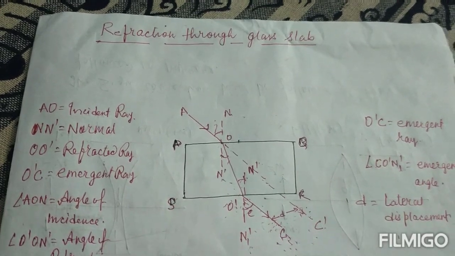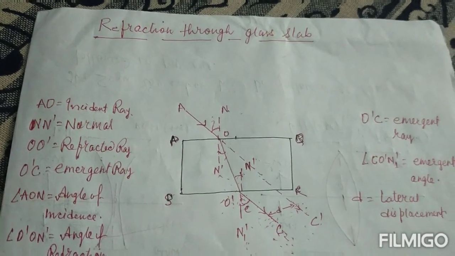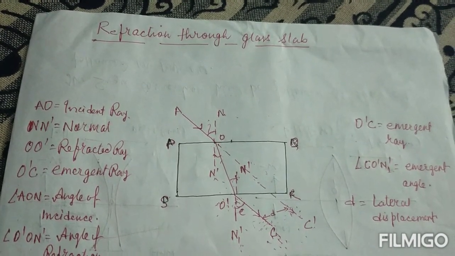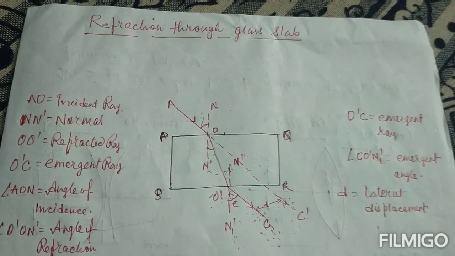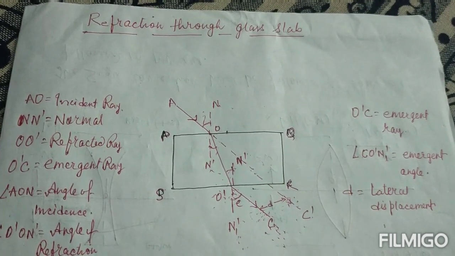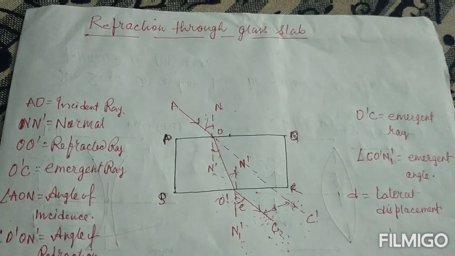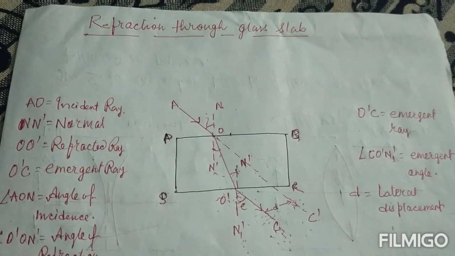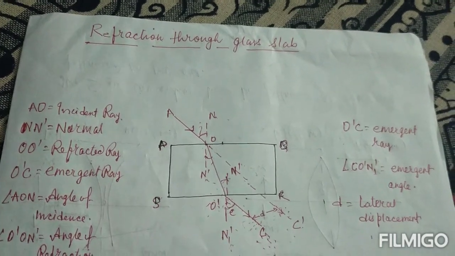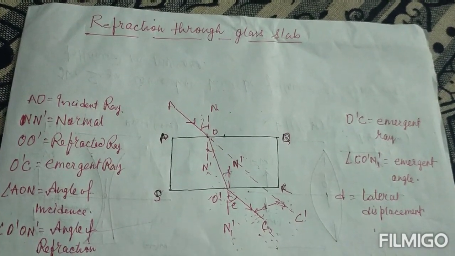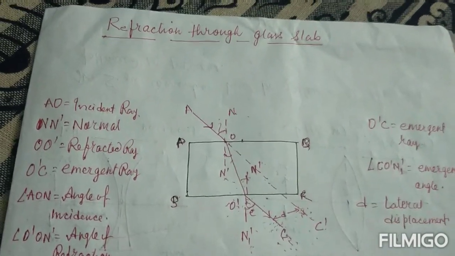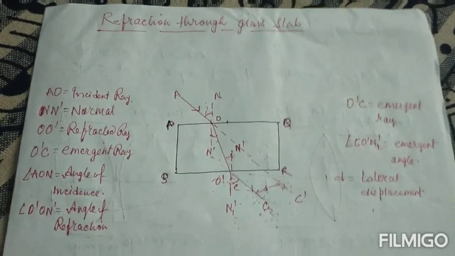This is the next part of the refraction and dispersion of light chapter. In the previous part of the video we have studied refraction, laws of refraction, rules of refraction and refractive index. In this part we will see refraction through a glass slab, dispersion and refraction through lenses.